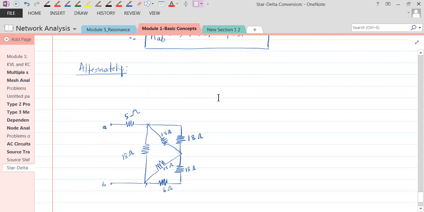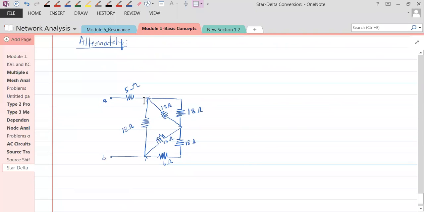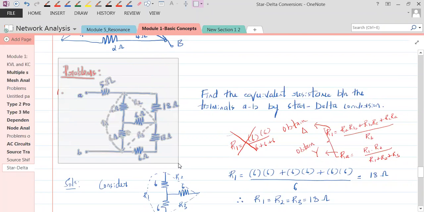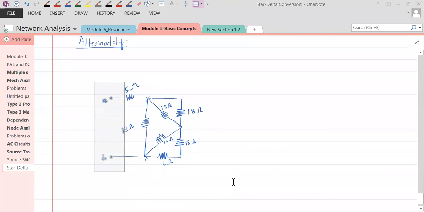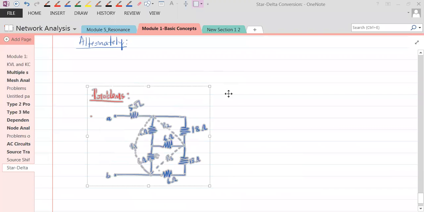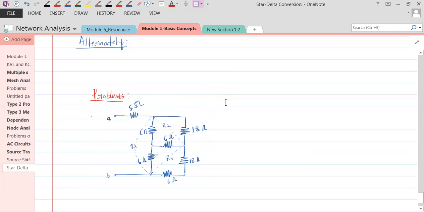You have taken the same. No, this is not the circuit. This is the already converted circuit. No problem, let me take the original one. So alternately, we are doing this. Everybody copy this circuit again.